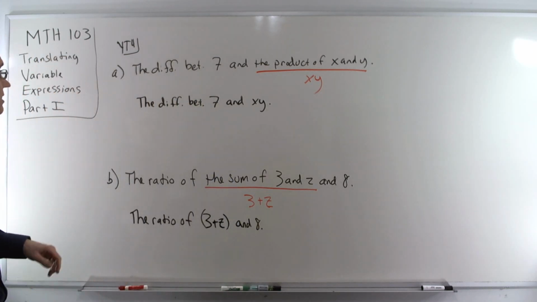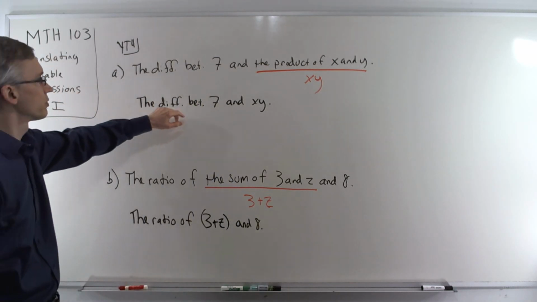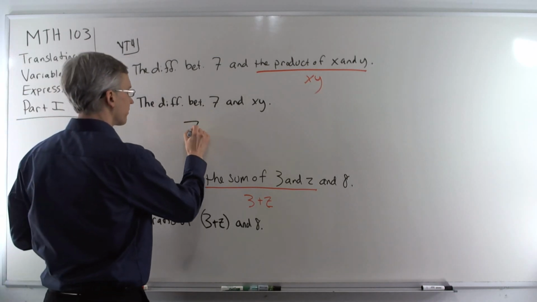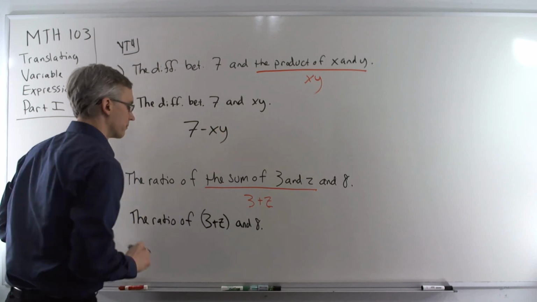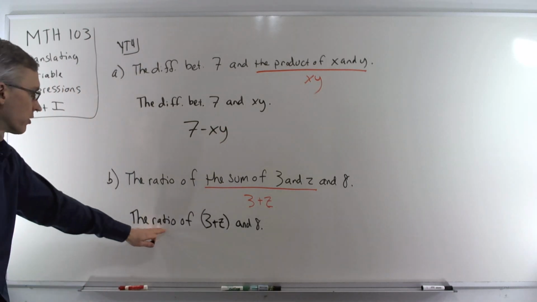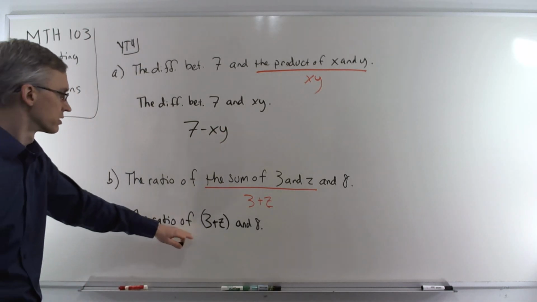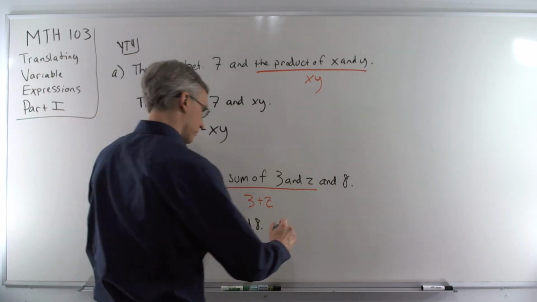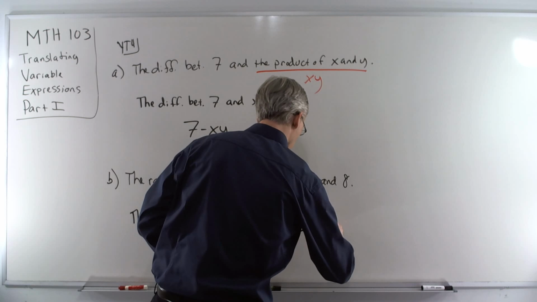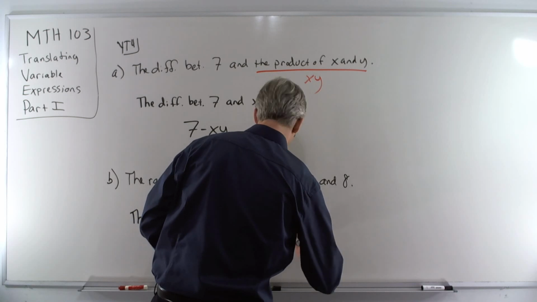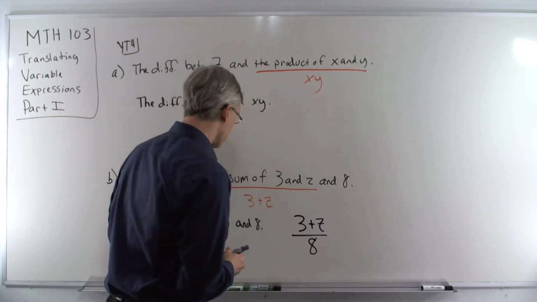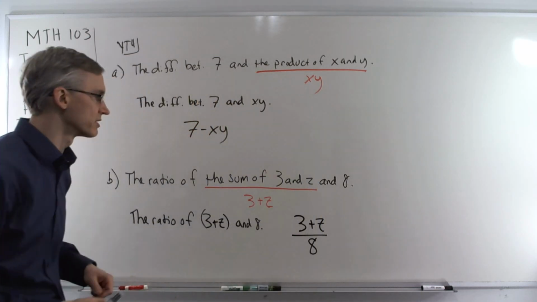Now if you rewrite these sentences, now we're going to translate the difference between 7 and xy. Difference is subtraction, so that gives us 7 minus xy. And for this one, ratio is division. So the first thing, this entire expression 3 plus z, goes on top. And the second thing, 8, goes on the bottom. So 3 plus z divided by 8.